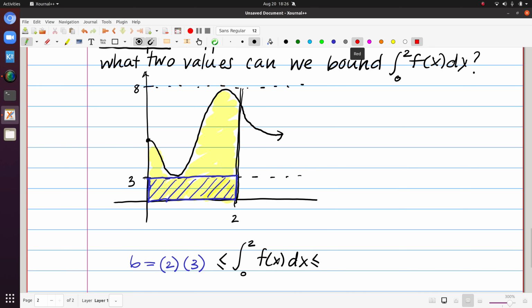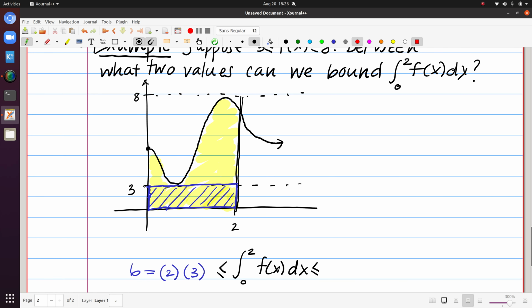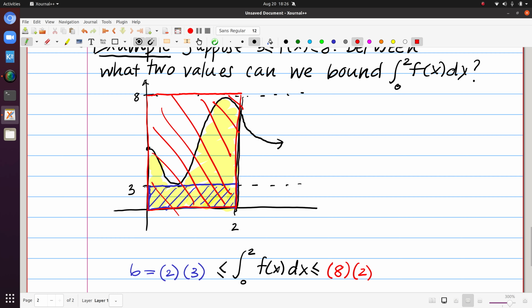With regards to the upper bound, in a similar way, I'm guaranteed that if I consider the rectangle which has height equal to 8, the maximum value of my function f, that has to be a rectangle that entirely contains the area that we're interested in, the yellow area there. So that means I get an upper bound if I take the rectangle area, which has height 8 times, again, the width 2, so we get our upper bound of 16. I'll also point out, to bring this back to something we've seen before, effectively, notice that I'm using the max and the min Riemann sum where we have n equals 1 rectangle here.